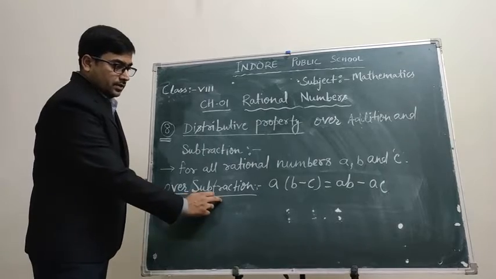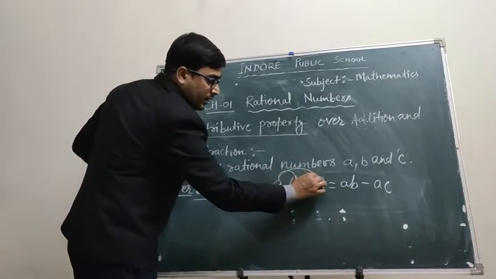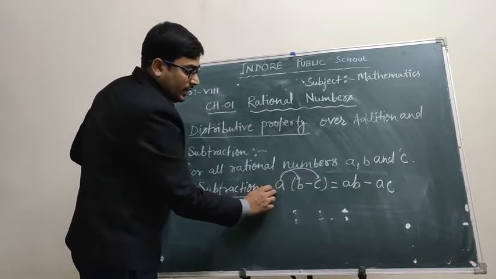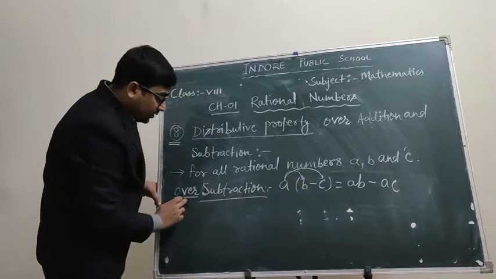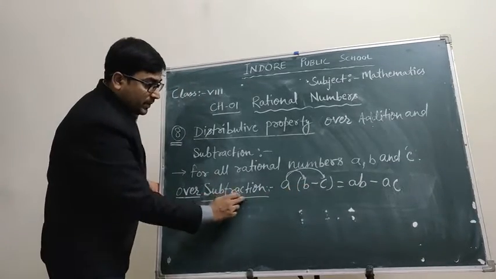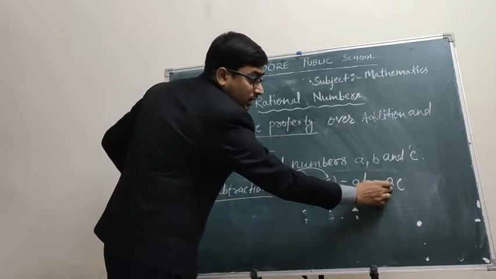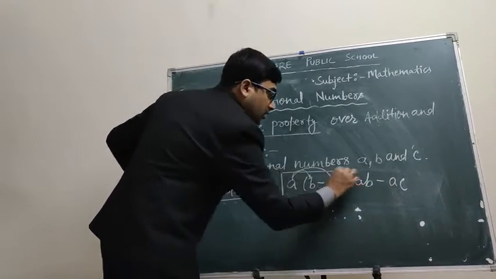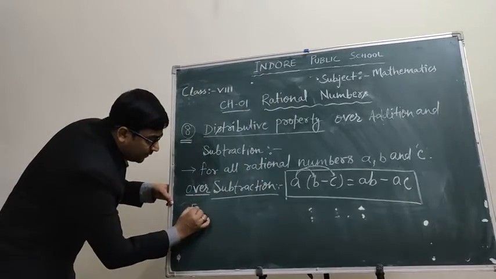Over subtraction, A multiplied with B and again A multiplied with C. Here A multiplied with B, we get AB, minus, because we learn the distributive property over subtraction, A multiplied with C, we get AC. This is called the distributive property over subtraction. Let us take an example.